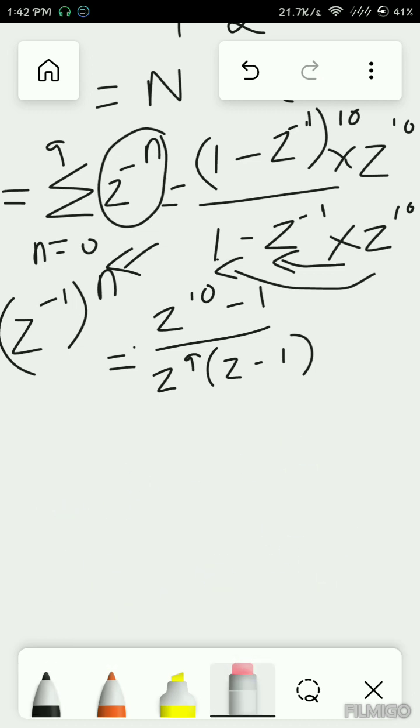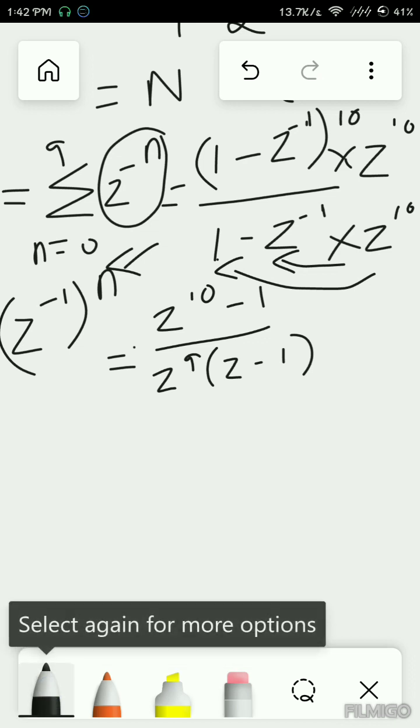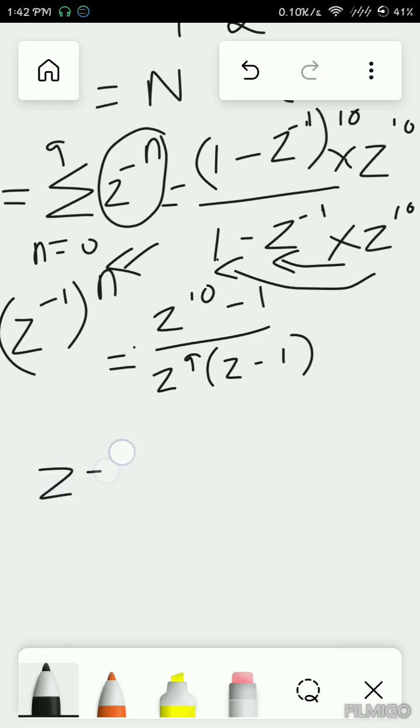I'll check the case of the numerator and tell you. This is the resultant that you get, and if I consider the poles and zeros, you can see that it has 9 poles, that is, z to the power of 9 into z minus 1 is equal to 0.